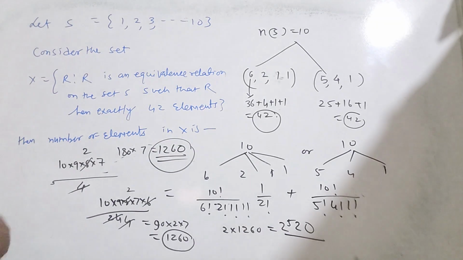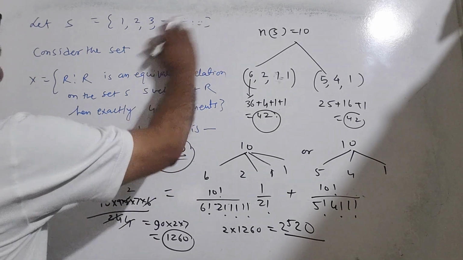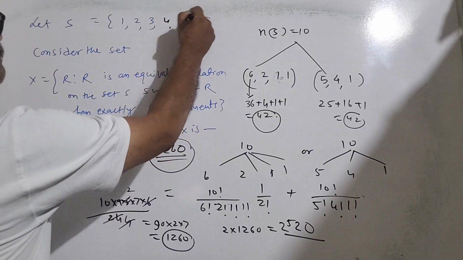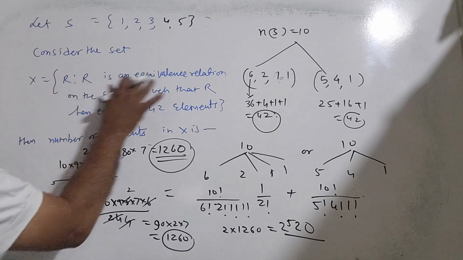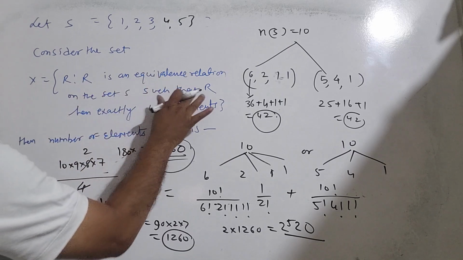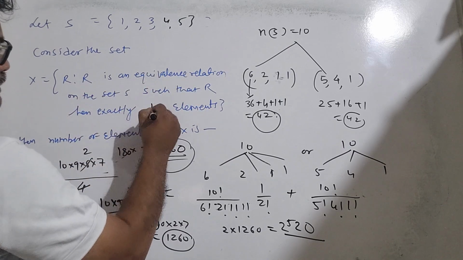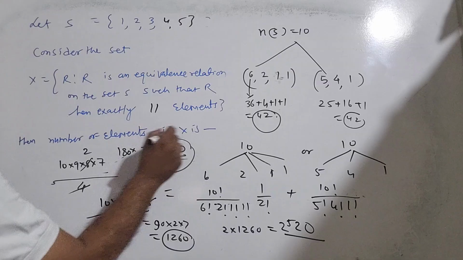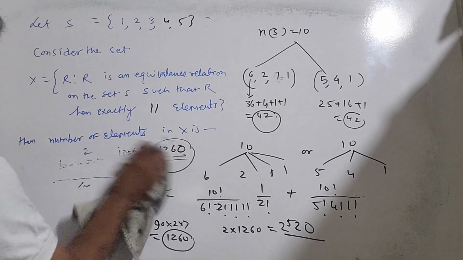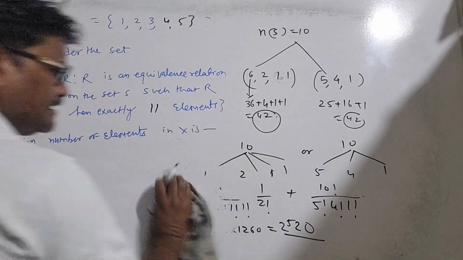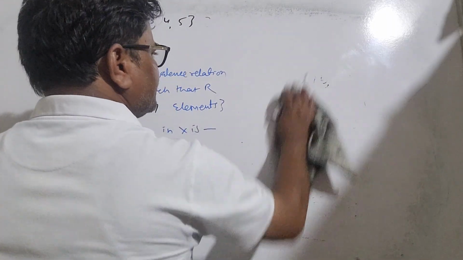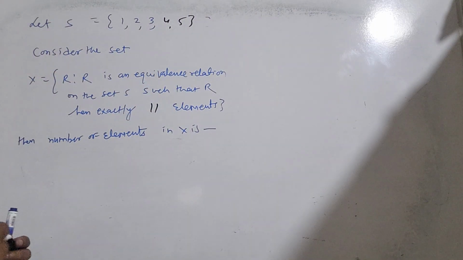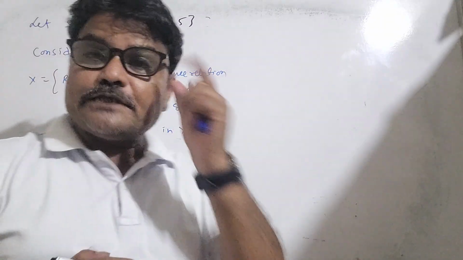Suppose that the set S contains 1, 2, 3, 4 and 5. Consider the set X, that is R, where R is an equivalence relation on the set S such that R has exactly 11 elements. Then find the number of elements in X. Okay. Now you can understand this question very easily. We have to just make the partition. Because the partition must follow that rule.